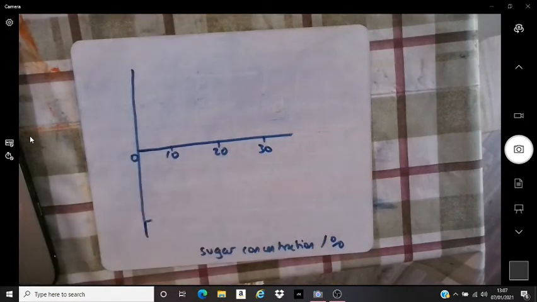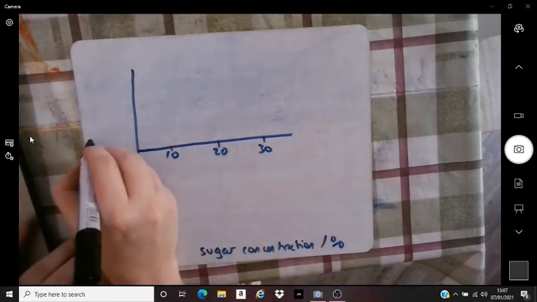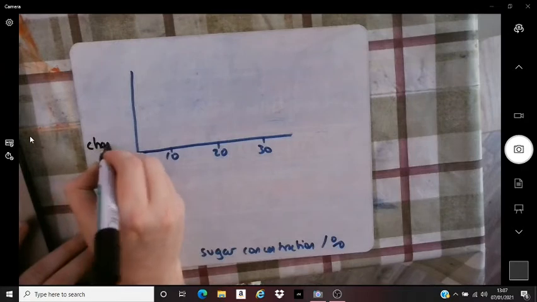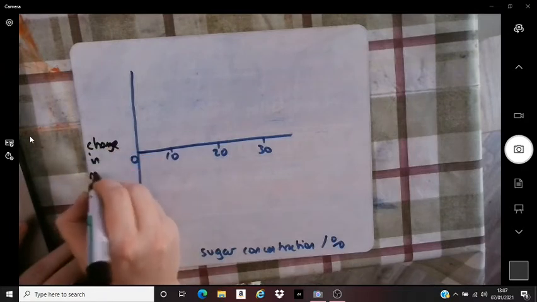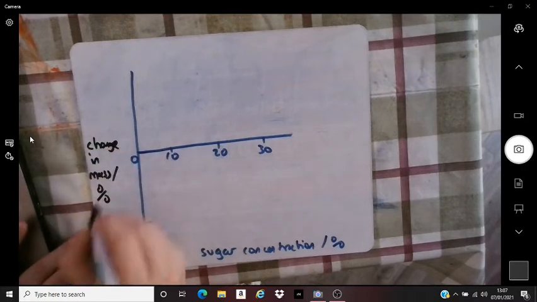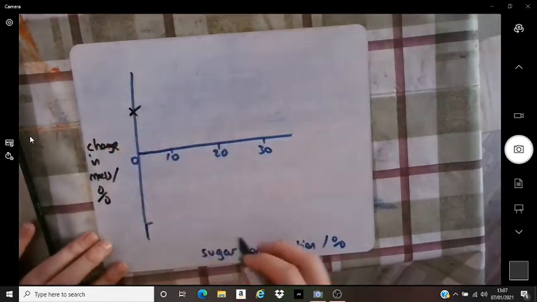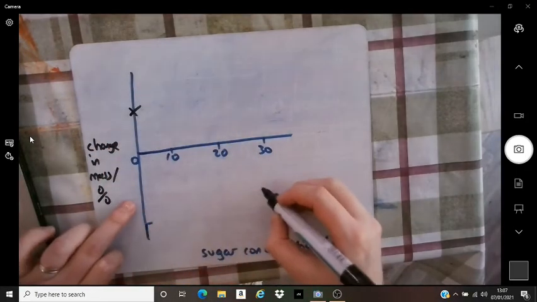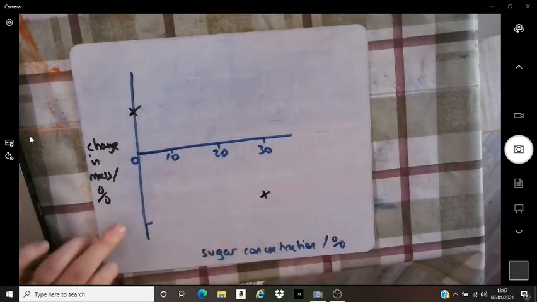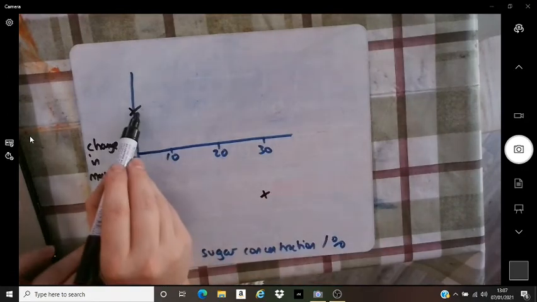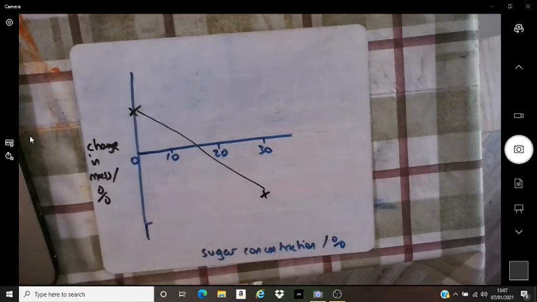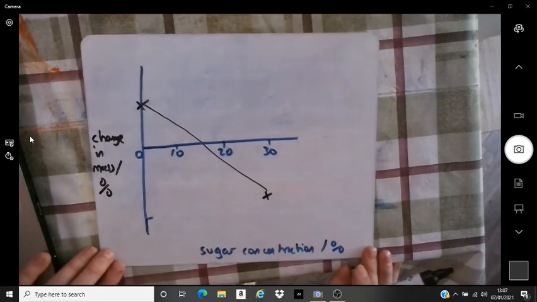So at 0 we said it's going to gain mass. So let's put change in mass percent. If it gains mass, let's say it was there, and we said it was going to lose mass at the higher concentrations. Gives me a nice line of best fit like that. Obviously that'll be a nice straight line probably. Okay.